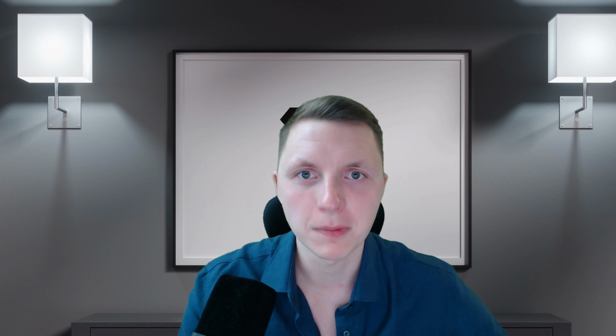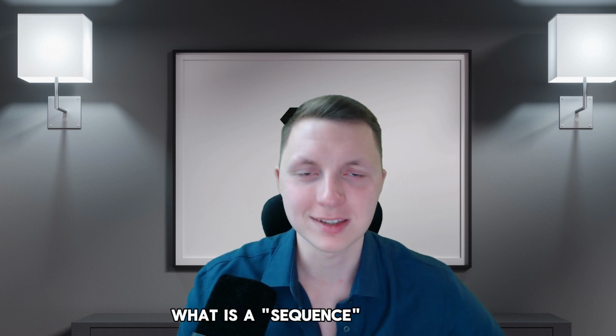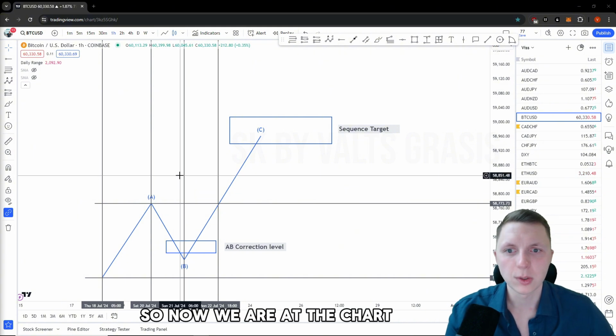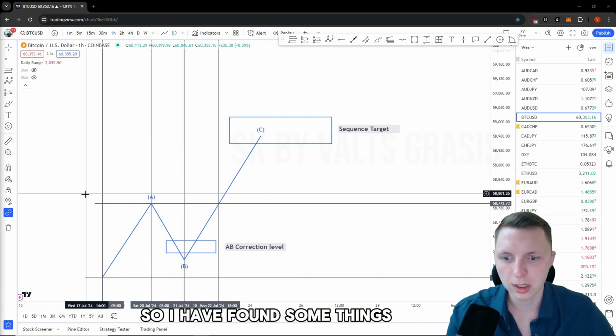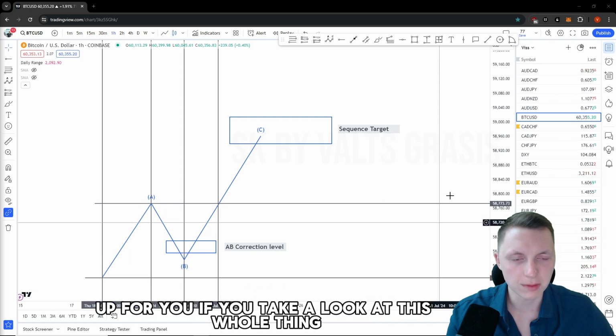Now we know what the SK stands for, why we use the 3-wave structure instead of the 5-wave structure, and the history behind it. Let's move to the chart and take a look at what the sequence is. So now we are at the chart. I have drawn some things up for you.